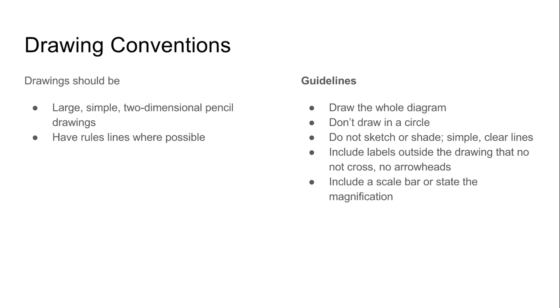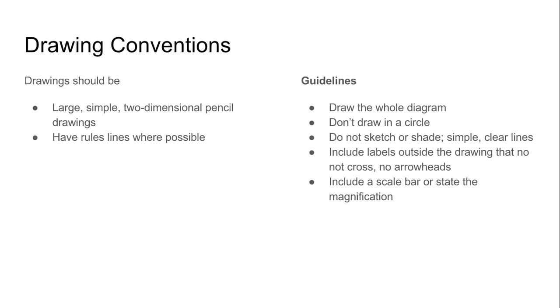When we talk about drawing of cells, we're reminded that drawing should be large, simple, and only 2-dimensional, and drawn in pencil. And it is recommended that where possible you have ruled lines. Don't draw the whole diagram, and don't draw within a circle, even though what we're seeing is through a circular lens. Don't sketch or shade, so we just want simple, clear lines. We don't need to be artists.